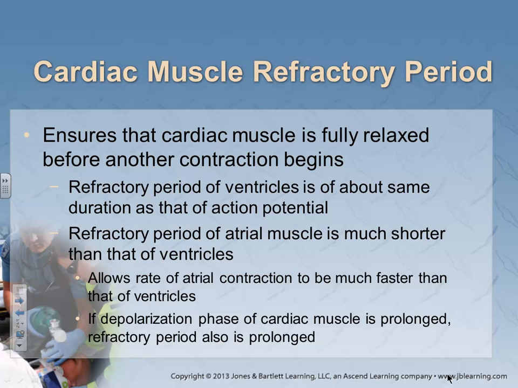The refractory period of the atrial muscle is much shorter than that of the ventricles. The refractory period of the ventricles is about the same duration as that of the action potential. So it takes just about that whole phase 0 to phase 4 for the ventricles to contract and then to relax. The atria contracts in that first little part, and then it's relaxed.